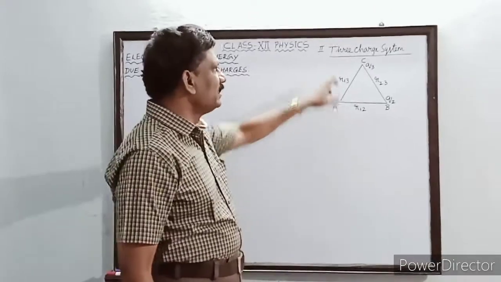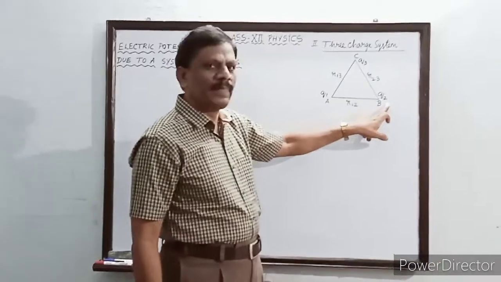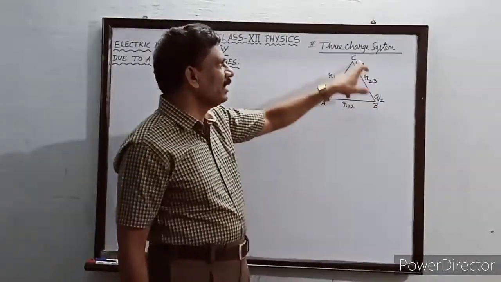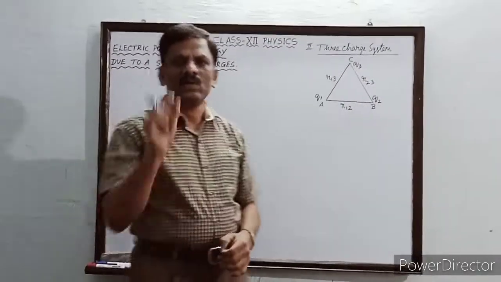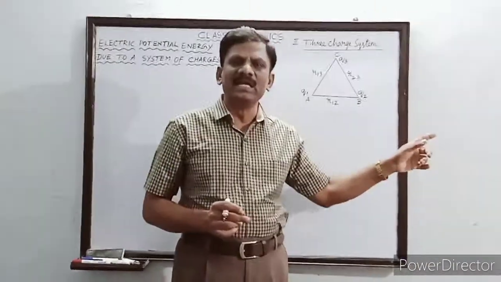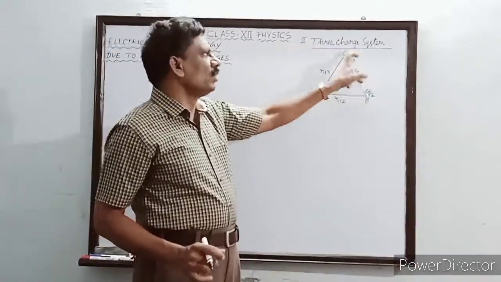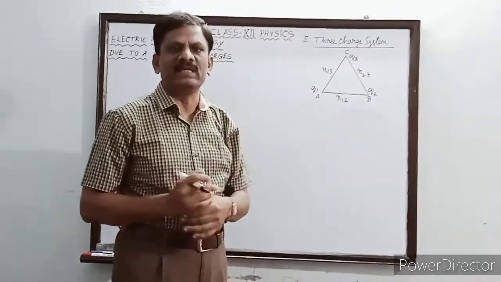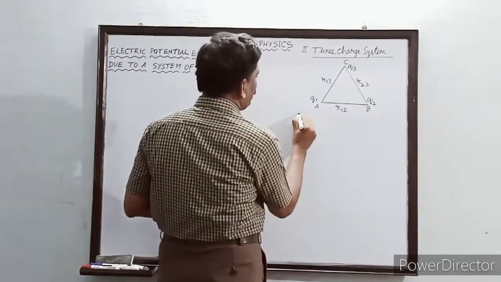Let us discuss a 3-charge system now. There are 3 charges, namely Q1, Q2 and Q3, placed at points A, B and C respectively. Initially only one charge is brought. So first Q1 is brought from infinity and placed at the point A. When there is no other charge present in the system, the work done is 0. So this is step 1.